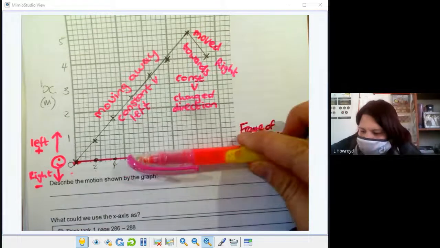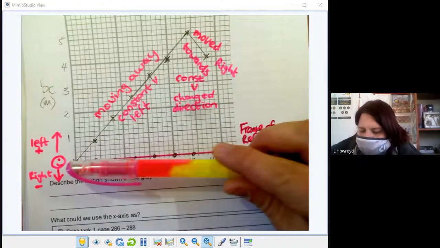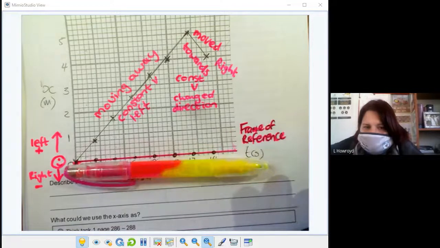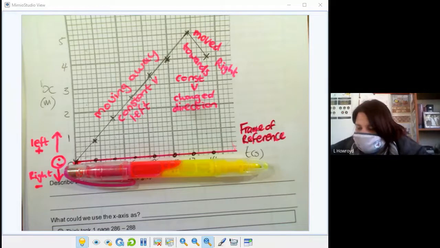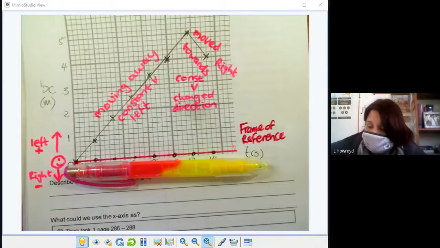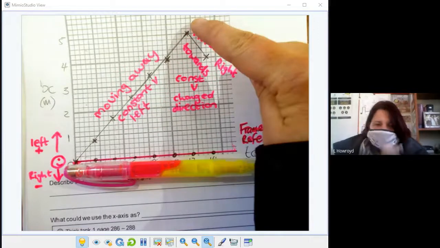So if you were watching this, imagine yourself standing here, and let's say your friend is walking away from you. They are going to be walking away from you at a constant velocity on your left. They then start coming back towards you, and that's where we are. So there was a change in direction, moving away from the frame of reference, moving towards the frame of reference.